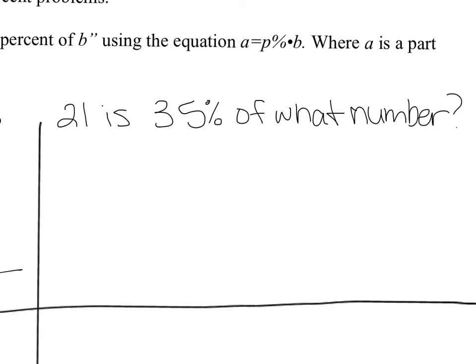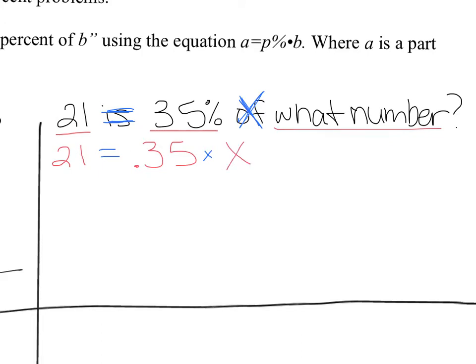Okay, so I'm going to go through and pick out the words that I know either represent numbers or operations. So 21, I can just represent that as 21. Is, remember, means equals. 35%, let's change it to a decimal, so I get 35 hundredths. Of means multiplication. And what number, if we don't know something, we use a variable. Okay, so I get 21 equals 35 hundredths x.